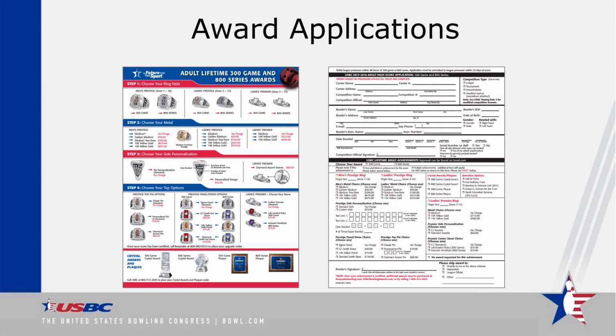The league secretary software will automatically generate the high score application, so you need to print out the applications through the software. The high score application is used for any high score, which are a 300 game, or any 800 and 900 series.